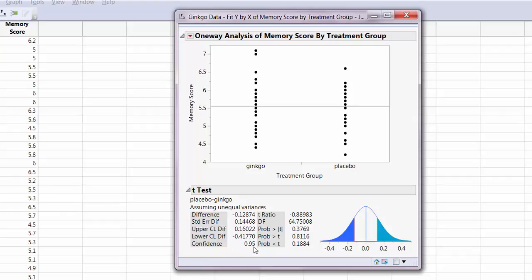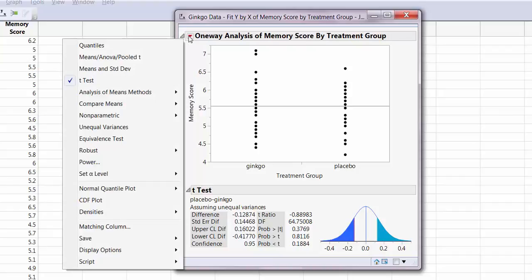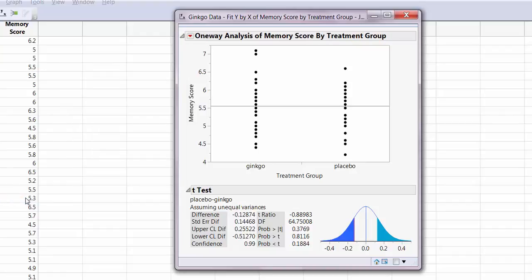And you'll notice here we're given the confidence level, and so it does 95% by default. To change the confidence level, here we wanted a 99% confidence interval, we go back to the red triangle next to one-way analysis, and we come down to set alpha level. So you can see it gives us the 0.1, 0.05, and 0.01 that are pretty standard, but it also gives you the option to choose another alpha level if you like. So since we want a 99% confidence interval, our alpha level here is 0.01.